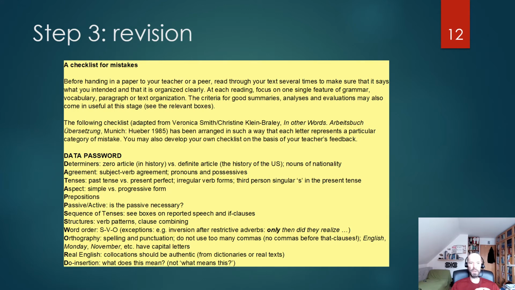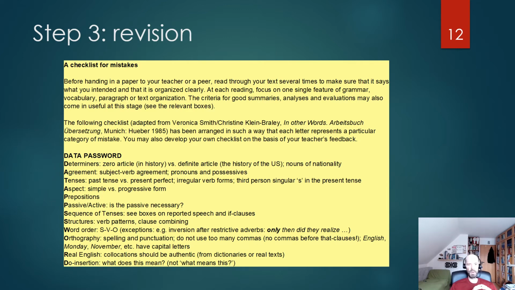This checklist has been adapted from Veronica Smith and Christine Klein-Braley, in other words, Arbeitsbuchübersetzung. And it's a mnemonic, so something that can be easily remembered. DATA PASSWORD. The D stands for determiners. So look at the zero article, for instance, versus the definite article. Agreement, subject-verb agreement. Does the verb agree with the subject?